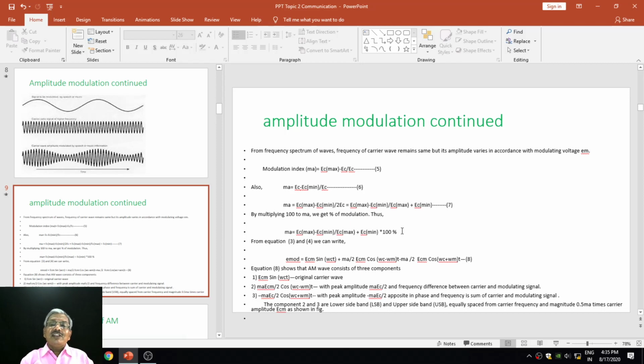Friends, here one thing I am going to say: we have an experiment of amplitude modulation. It is to be performed by you in the laboratory. In the laboratory also, you are going to observe this particular type of waveform on the CRO. On the CRO, you are going to measure E maximum and also E minimum. By knowing that, one can calculate the modulation index also.